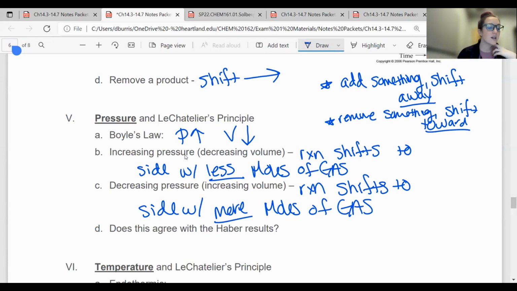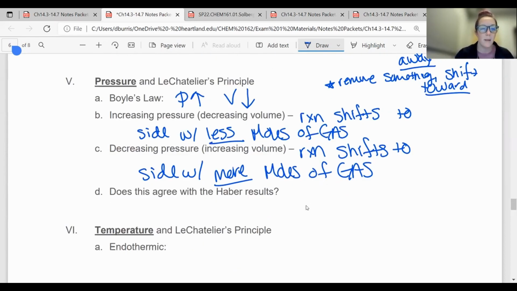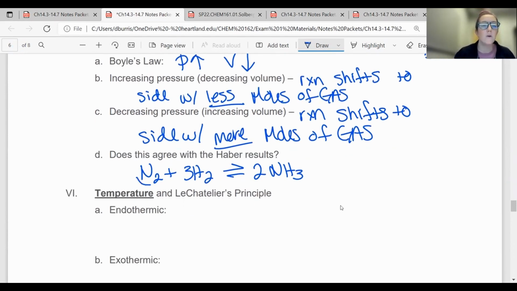Okay, so to check this, we're going to look at the Haber process and see if that actually matches the principle that we're talking about. So, right, this was the Haber process, and they're all gaseous. I want you to look at this. The total moles on the reactant side are 4 moles of gas: 1 N2 and 3 H2s. Whereas the total moles on the product side of gas are 2.